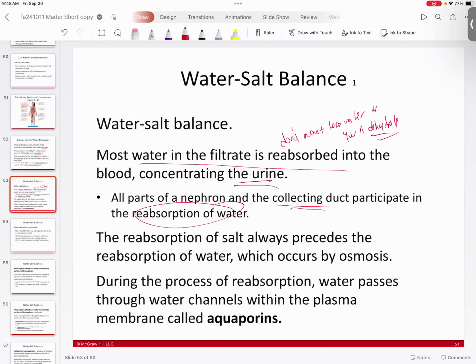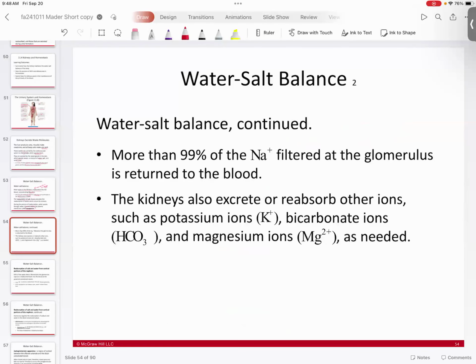And so basically you start with the reabsorption of water by reabsorption of salt. And then that will allow the water to chase the salt back into the body by osmosis. And so during reabsorption, water passes through specific channels called aquaporins. These are channels in the plasma membrane of cells that allow water safe passage. So pretty much water can move wherever it wants in response to the salt.